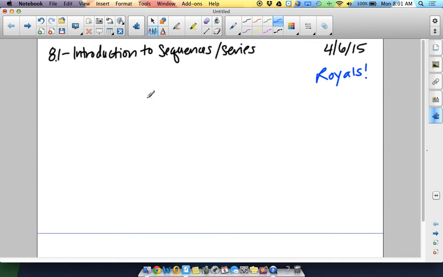So basically we're going to talk about some vocab words today. We're going to talk about the word terms. A sequence has a variety of terms in it. So if we list 1, 5, 9, 13, 17, ... We know a couple things about this. First of all, we call the first term a sub 1, the second term a sub 2, a sub 3, and so forth. This is a sub 5.